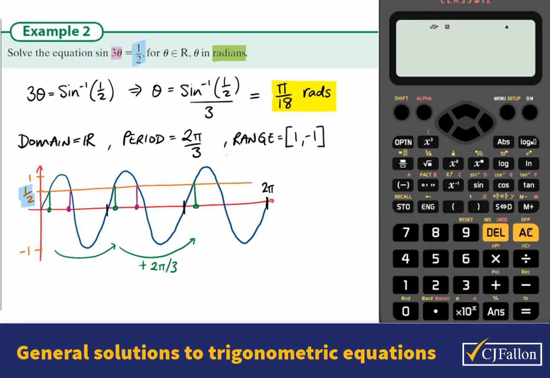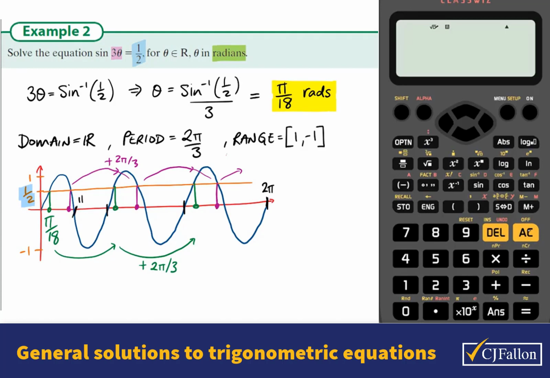We could see that this repeats itself every 120 degrees or every 2 pi over 3. So every period this repeats itself. And likewise, the other place where it happens as the wave goes down, this also repeats itself during every period. And this goes on forever in the positive and in the negative direction.